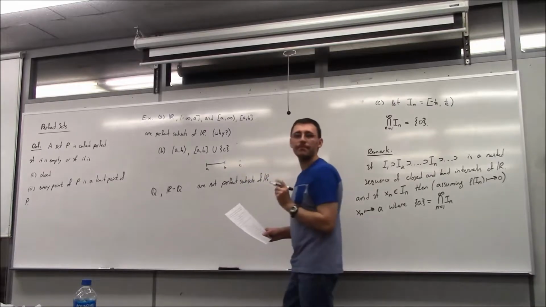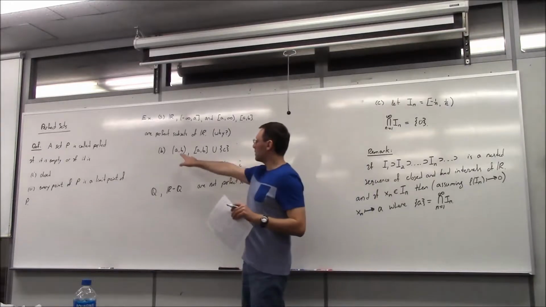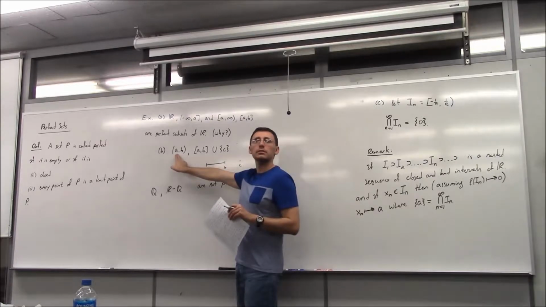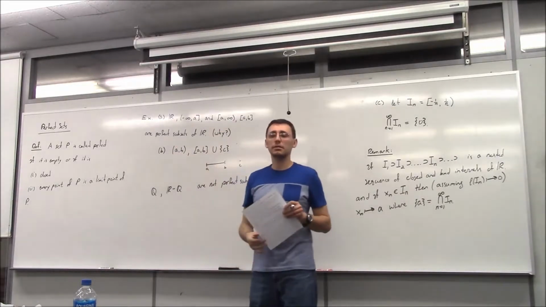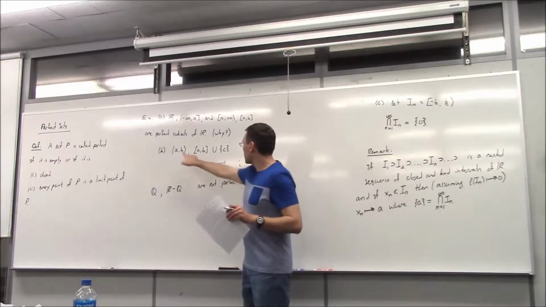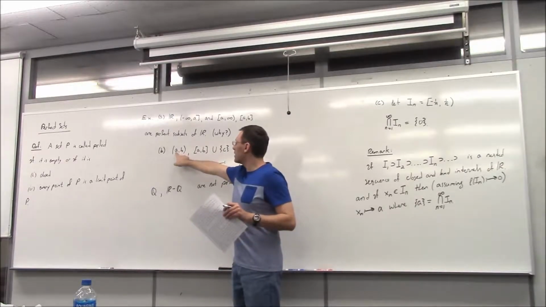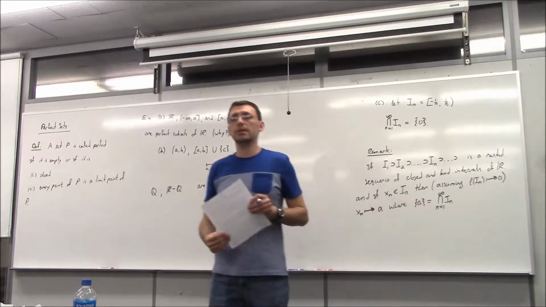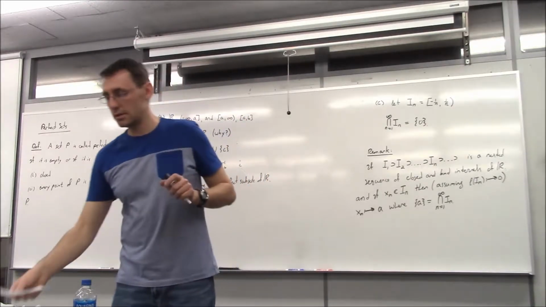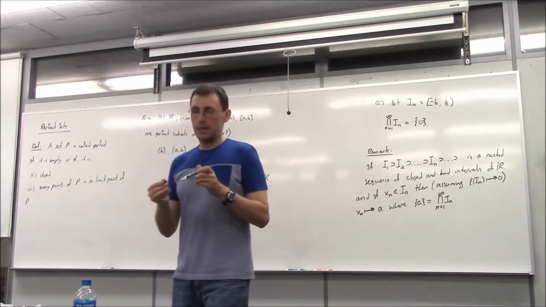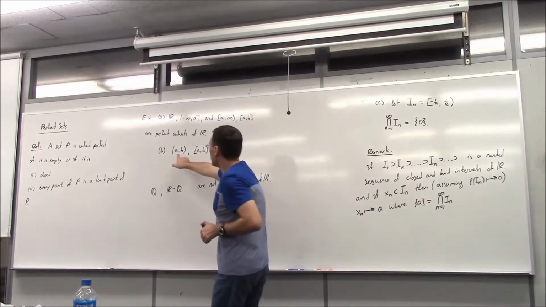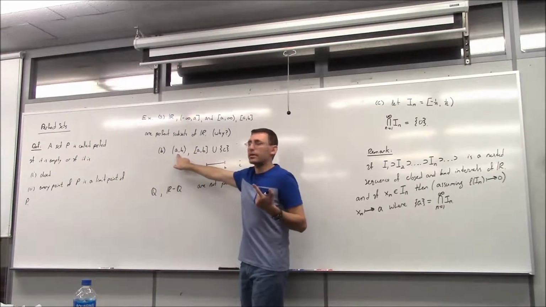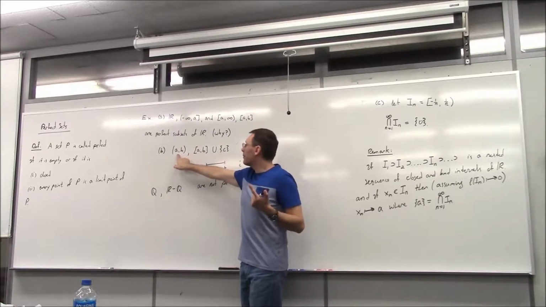Do you agree? What's the problem? Why is this guy not perfect? Yes? C is a limit point. Well, that's here, but if I just look at the first guy, the open interval from A to B, why is this not a perfect set? B is a limit point, but it's not in the set. Exactly. So this set satisfies a lot of the conditions to be perfect. But what's the problem? It's not closed.